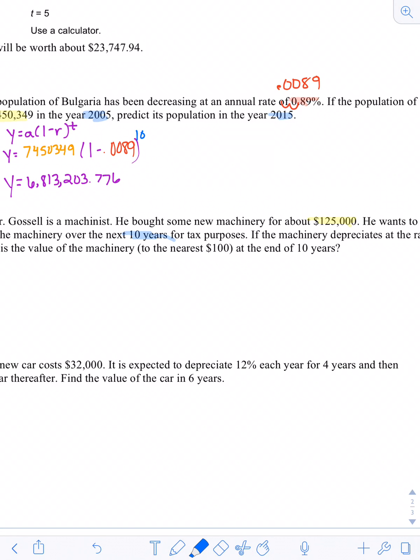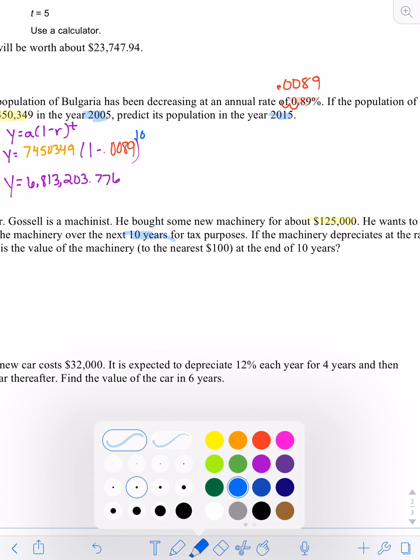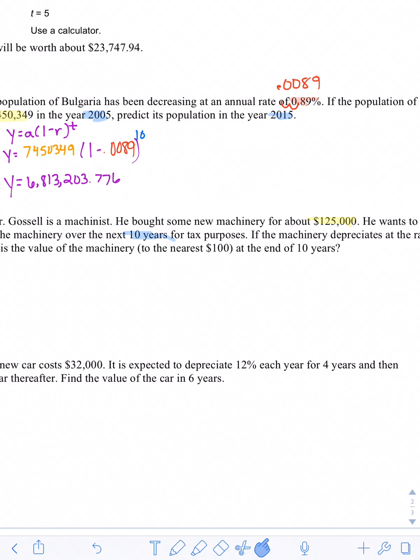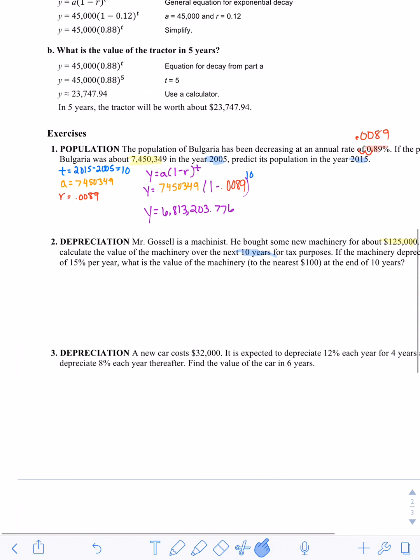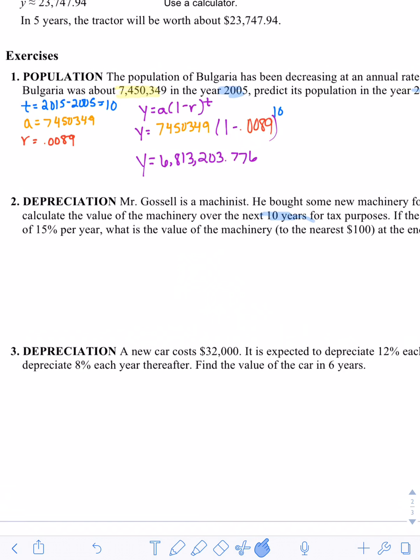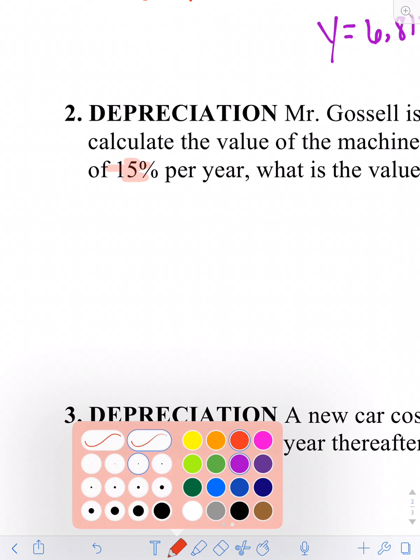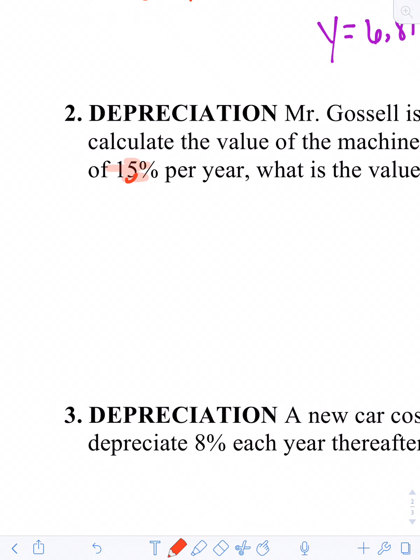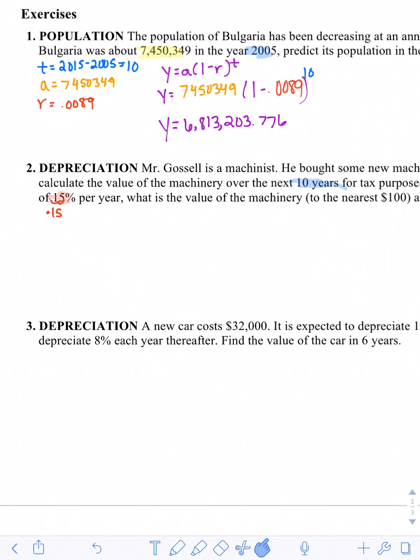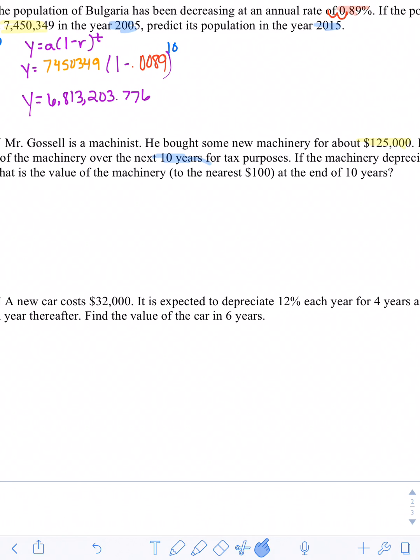If the machinery depreciates at the rate of 15%, so let's see, where was my 15? There's my 15%, so I'm going to highlight it. Let me write that as a decimal. You move this over 1, 2, so my decimal is 0.15. Per year, what is the value of the machinery to the nearest 100 at the end of 10 years?